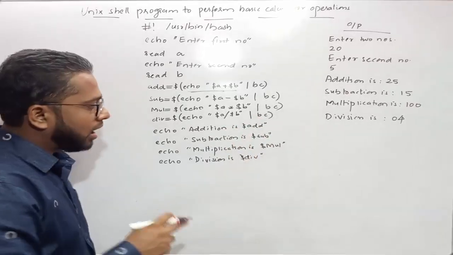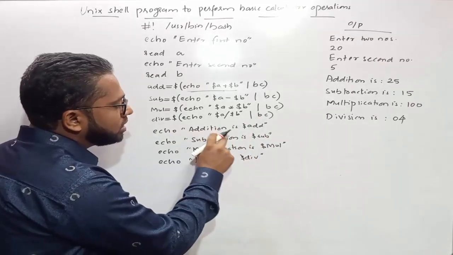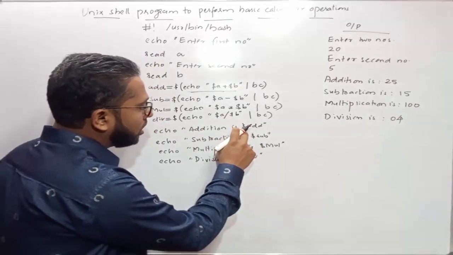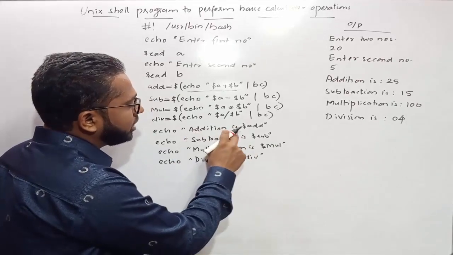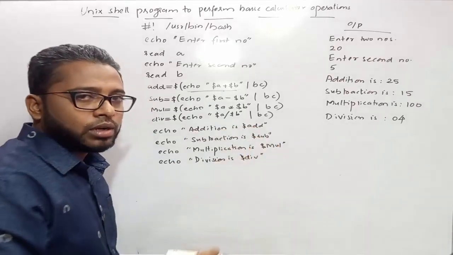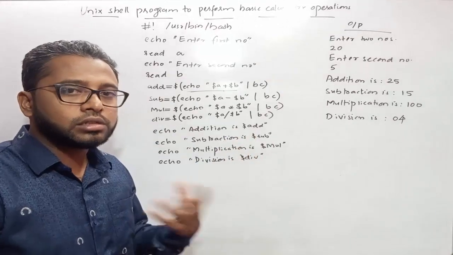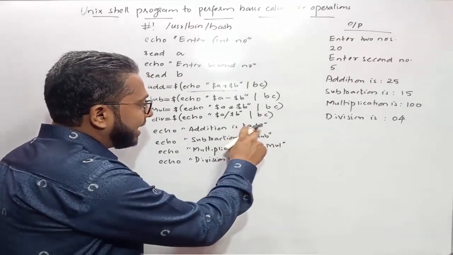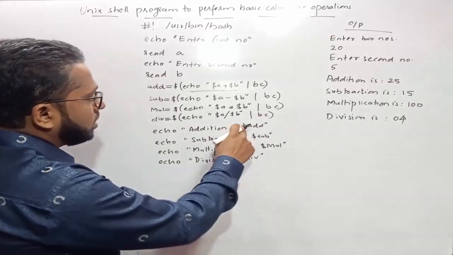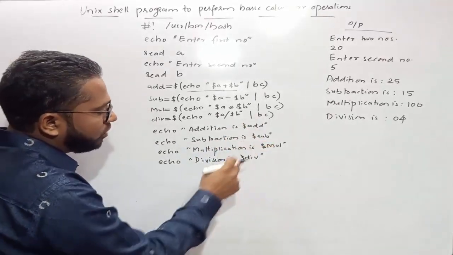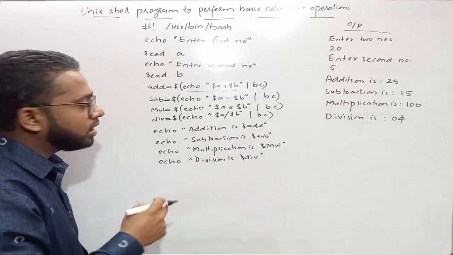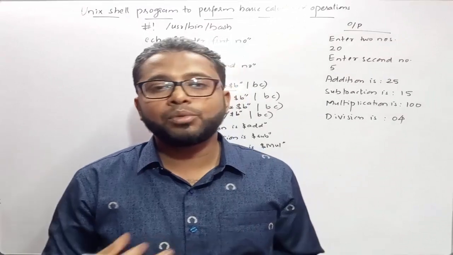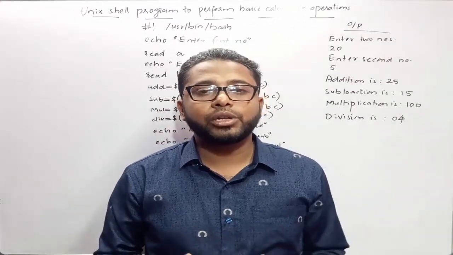Okay, whenever you print the variables, you also need to prefix those variables with the dollar symbol. Otherwise, it will consider the name of the variable as a string. Suppose if you skip this dollar, then you will get the output like addition is add. Okay, so it will consider the name of the variable as a string, and you will not get the value printed. Only the text gets printed. So you must prefix the dollar along with the variables whenever you print those variables on the terminal. Okay, so this is how you can write a Unix shell program to perform various operations of a calculator.